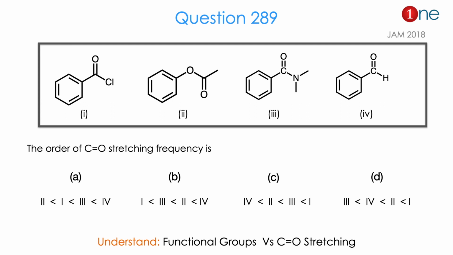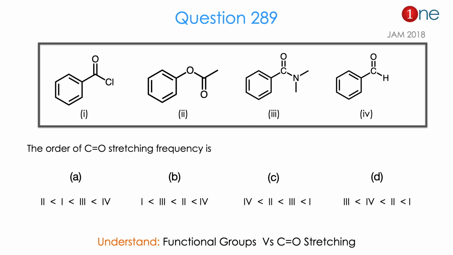Then let us see the next question. Here you have benzene attached with many types of carbonyl group. First one is acid chloride, second one is ester, third one is amide, fourth one is aldehyde. Here they are asking the order of CO stretching frequency. So you have to guess which functional group influences CO bond length and its vibration.